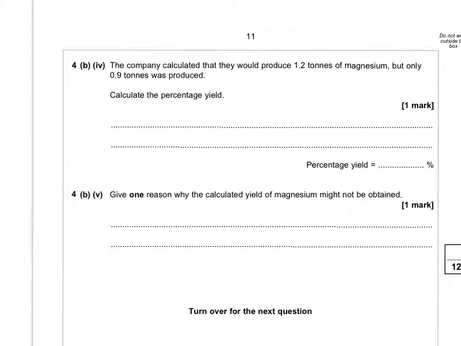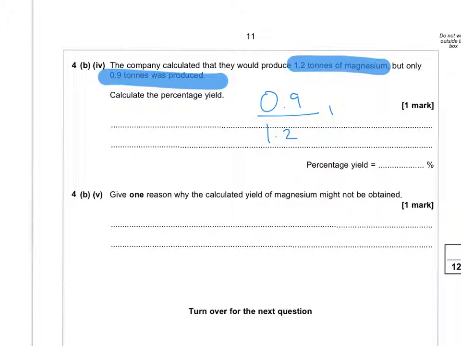Next one. Company calculated that it would produce 1.2 tons of magnesium. Yeah, but only 0.9 tons was produced. So, as always in science, we can't produce 100%. So, nice easy one. And then to get the percentage.